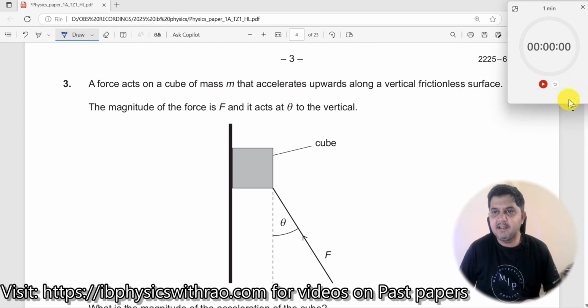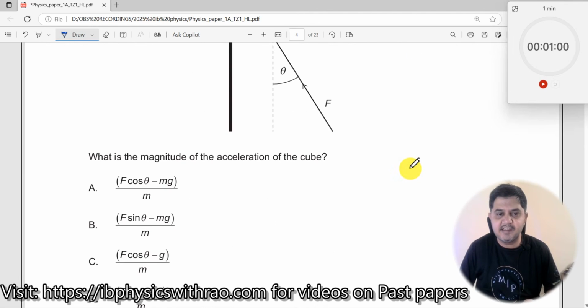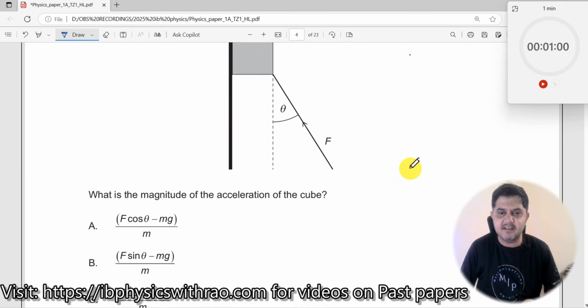Question number 3. So, start the timer. A force acts on a cube of mass m that accelerates upwards along a vertical frictionless surface. Okay, this is a frictionless surface over here, and you are applying a force F in this direction. The magnitude of the force is F, and it acts theta to the vertical. So it does not act like this, but in a slant angle over here. What is the question? The question is, what is the magnitude of the acceleration of the cube?